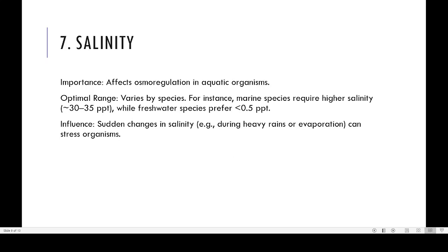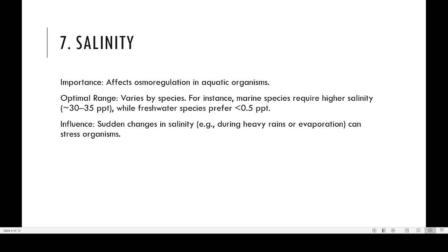Then the next one is salinity. Salinity affects osmoregulation. Osmoregulation mainly refers to the removal of water and salt from our body. That process is known as osmoregulation. And for salinity, there is also an optimal range, that is between 30 to 35 ppt. So that is the salinity requirement for marine species. Whereas the salinity requirement for freshwater species should be below 0.5 ppt, parts per thousand.